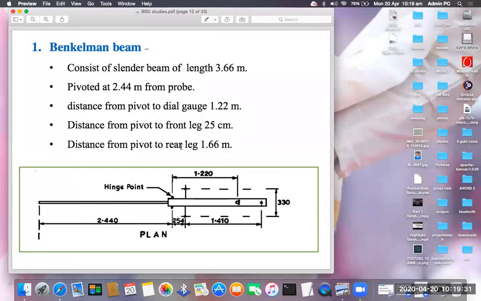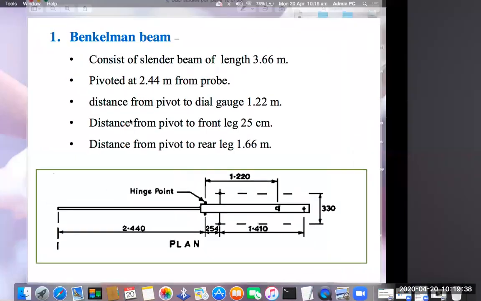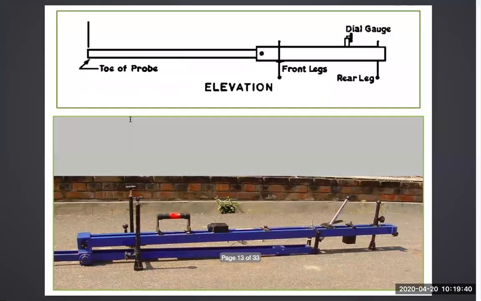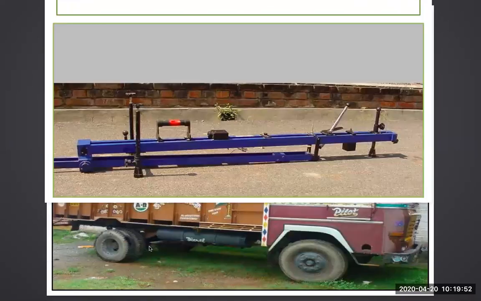The same thing with the dimensions is given here. Okay, you can see here the same pictorial format. These are the front legs, back leg, and there is a beam with a pivot at the end of the equipment.